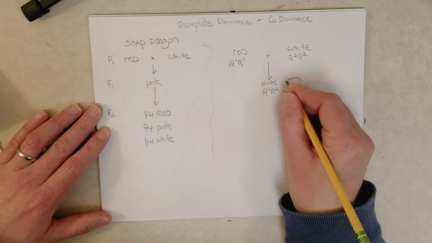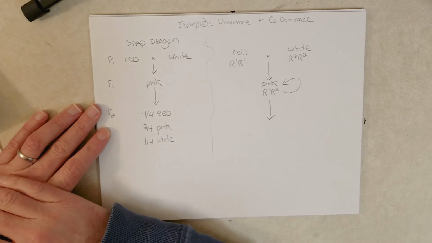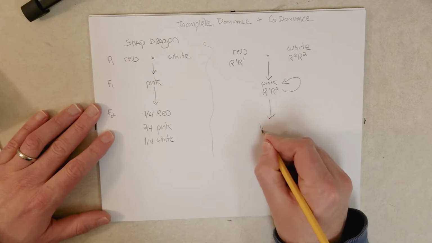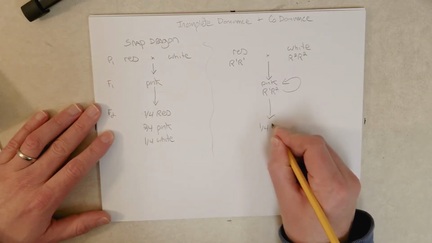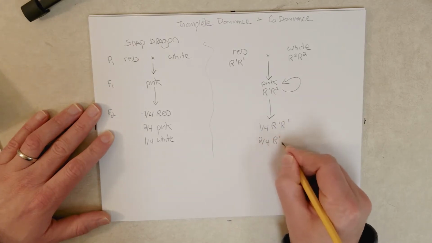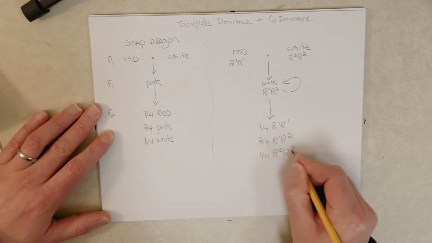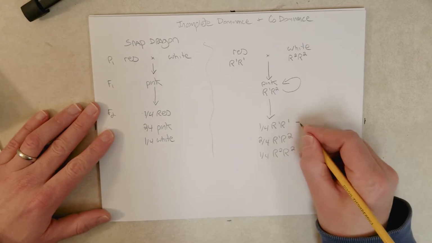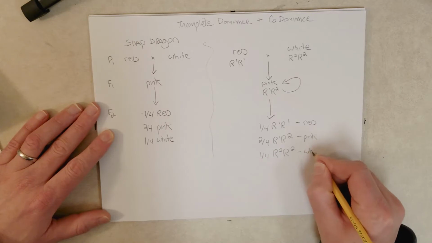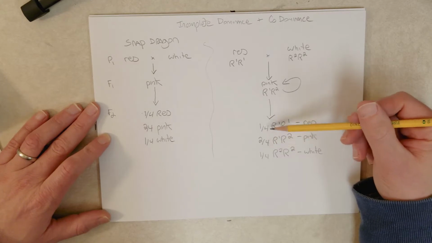Now in the self-cross here, or again the cross to another member of the F1 generation, we get 1/4 plants that are homozygous R1, 2/4 that are heterozygous, and 1/4 that are homozygous R2. These are the red plants, these are the pink plants, these are the white plants. And you could do the Punnett square if you wanted to see how we get this ratio.